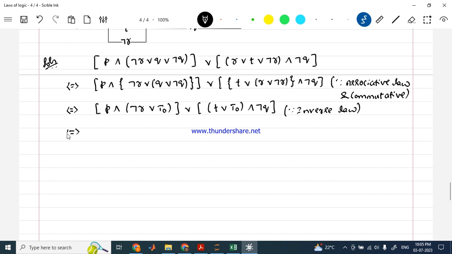And this is logically equivalent to P conjunction, negation R disjunction T naught. Since we are dealing with a disjunction, one of the statements is true, it has to be a tautology here. It's T naught. Disjunction, it is T disjunction T naught. Once again T naught is dominating, it's the domination law, T naught conjunction negation Q. So this comes from the domination law.